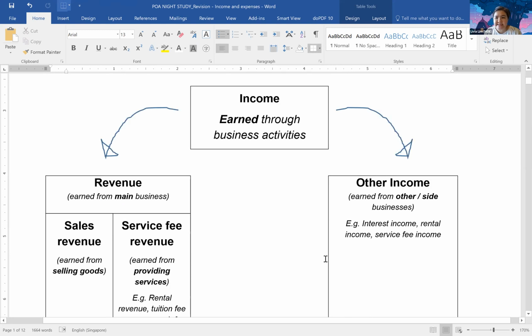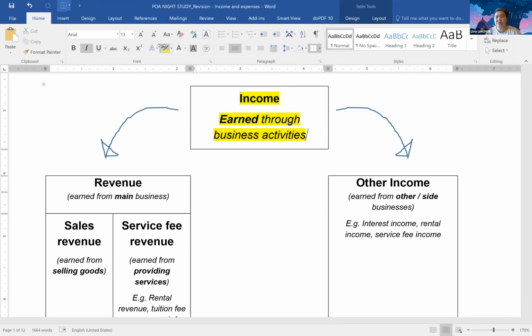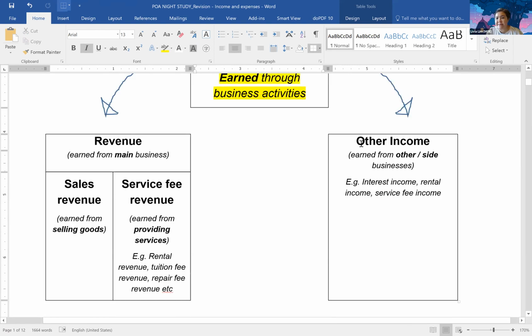any kind of income that you earn through business activities is actually just named income. So you say, what is your income? Income is basically what you earn through your business activities. But income can be split into revenue and other income. So I hope you can remember this.